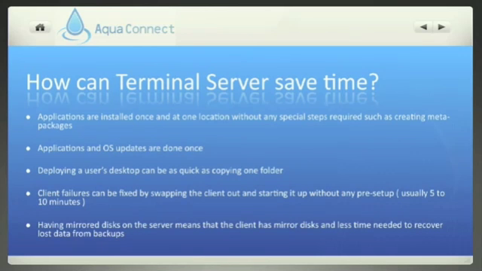Client failures can be fixed by swapping clients out. We talked about that real briefly. For example, without any pre-setup whatsoever, a client can be swapped out usually in 5 to 10 minutes. And that's with taking a thin client out of a shrink-wrapped box, with no setup ahead of time, and plugging it in and getting it working. Having mirrored disks on the servers means that the clients can also take advantage of mirrored disks. Also, RAID 5 for performance reasons and fault tolerance. Again, clients can take advantage of that. SANs and NAS and things of that nature. Again, they can take advantage of that.